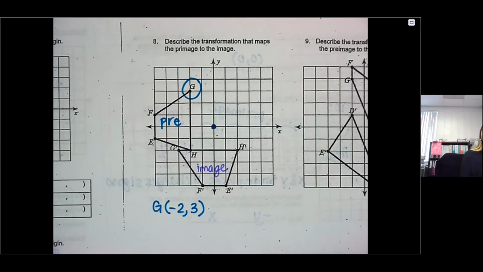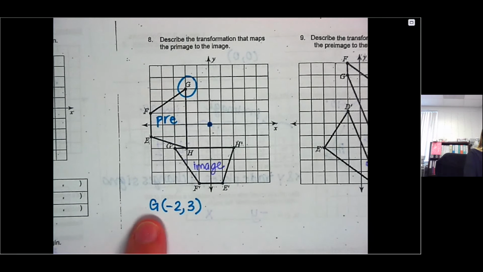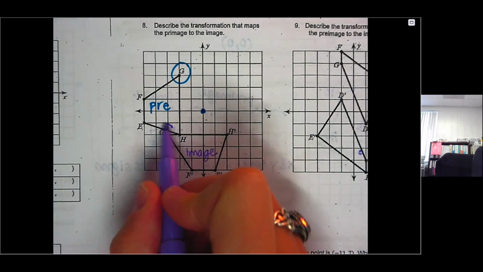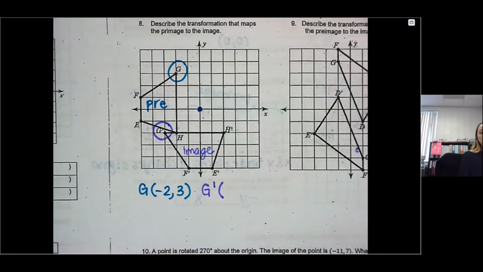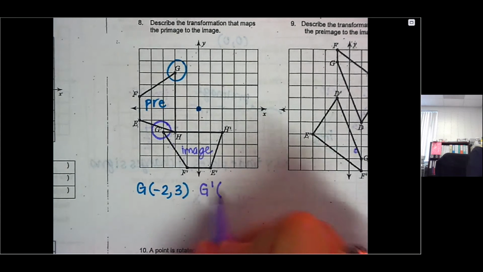Now, all you're going to do is compare that to, on your new picture, you need to pick the same point. So since we picked G, I'm going to pick G prime, which is right here. And you're going to do the same thing. We're going to write down the coordinates of that point. What are the coordinates of G prime? Yeah, -3, -2.